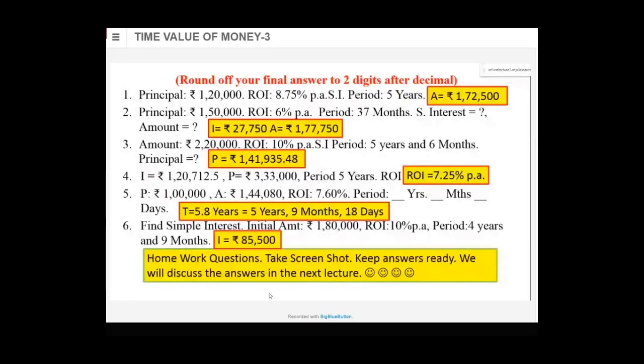Today also, I'll give you homework. Not necessarily at the end of the lecture. Somewhere the slide will come of homework. Okay? So there I'll tell you, take a screenshot. In fact, you will have that note also down. Homework question. Take screenshot. Keep answers ready. We'll discuss them in the next lecture. Okay? This is last lecture. Then 1 or 2 questions I would like to ask you.